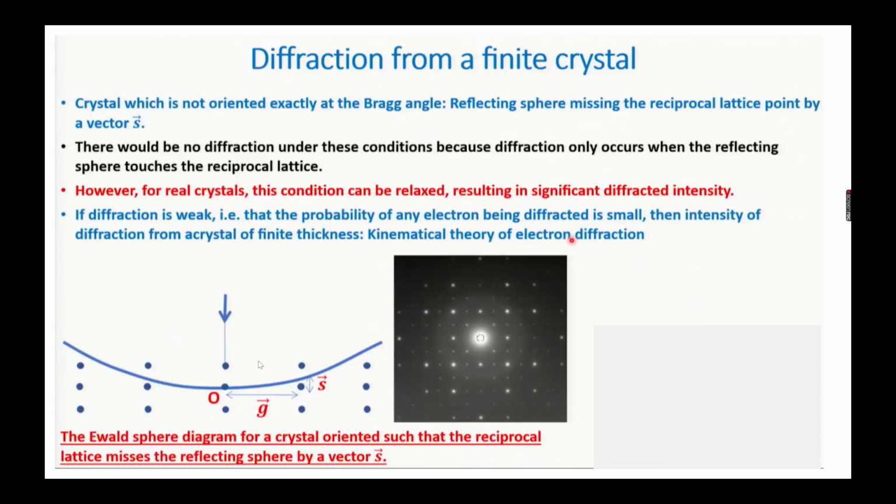So here is a crystal which is not oriented exactly at the Bragg's angle, so the reflecting sphere misses the reciprocal lattice point by a vector s. In the last slide we saw that the intensity is maximum, and this side will be plus s, and this will be minus s. So s will be the vector. There would be no diffraction under this condition, because diffraction only occurs when the reflecting sphere touches the reciprocal lattice.